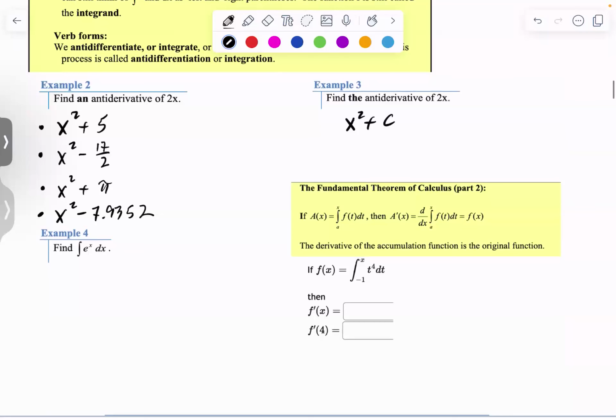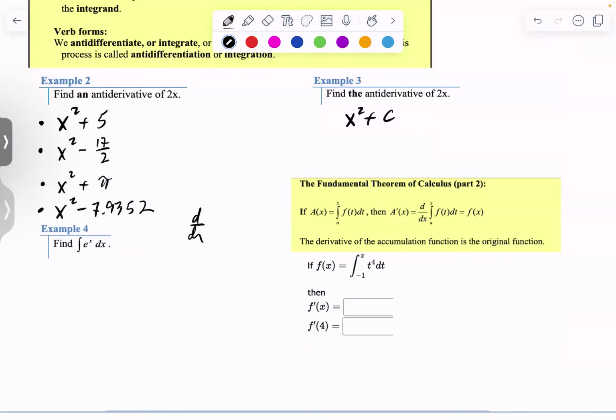So now we know that the derivative of e to the x is just e to the x. So its antiderivative is going to be here. e to the x and then the plus c, of course.